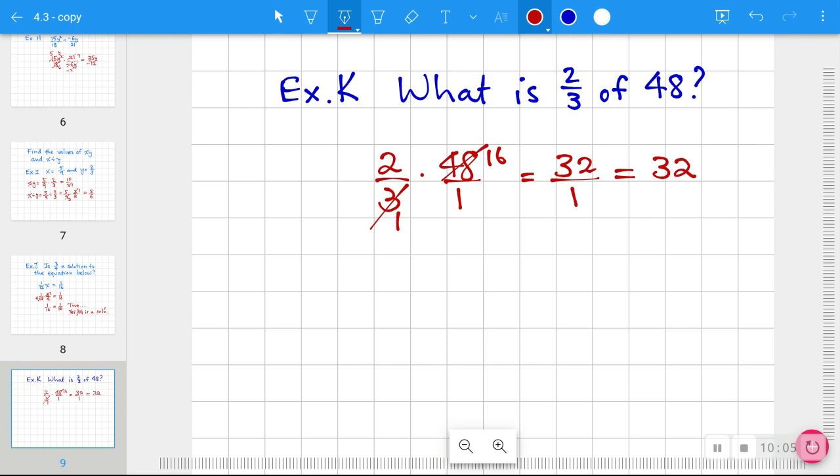That gives 32. Okay, so that does it for the 4.3 section of the book, and you'll find that these parallel pretty closely to the homework that you're assigned out of the book.